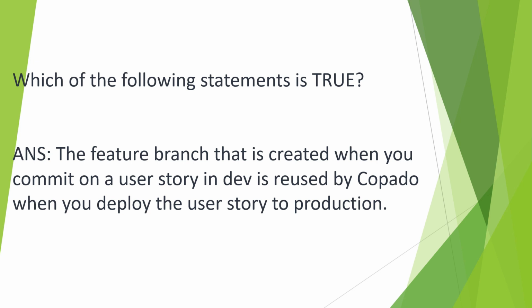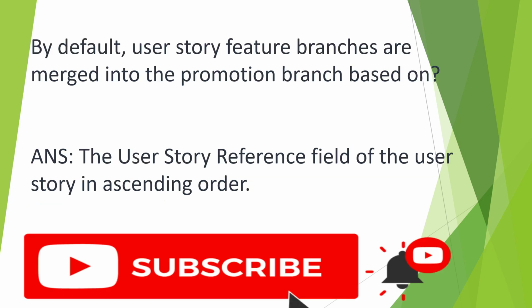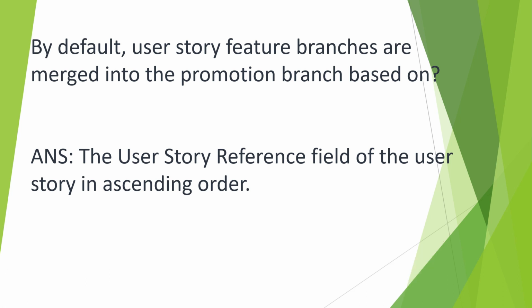And next question. Which of the following statements is true? The feature branch that is created when you commit on a user story in dev is deleted by Copado when you deploy the user story to production. This is the perfect answer. By default, user story feature branches are merged into the promotion branch based on: the answer is the user story reference field of the user story in ascending order.